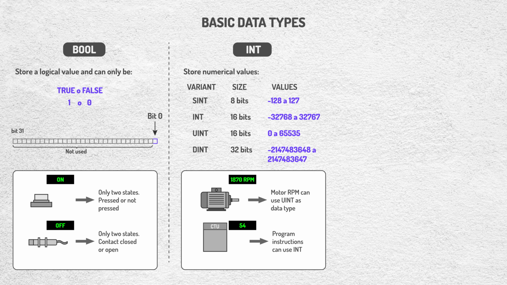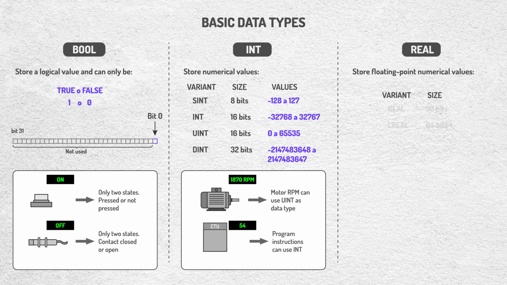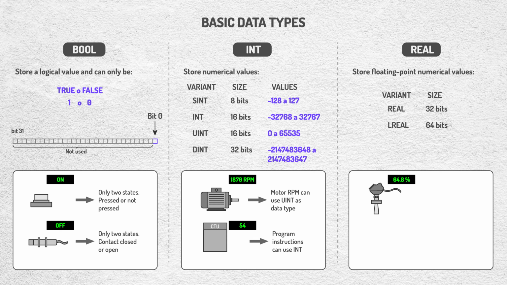When decimal values are needed, floating-point real numbers are used. Among them are REAL and LREAL, of 32 and 64 bits respectively, ideal for representing continuous magnitudes such as level, pressure, or temperature.